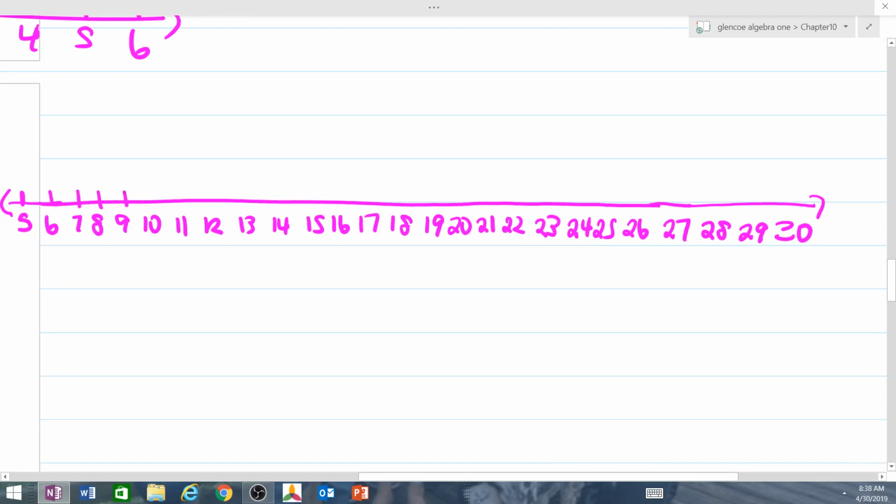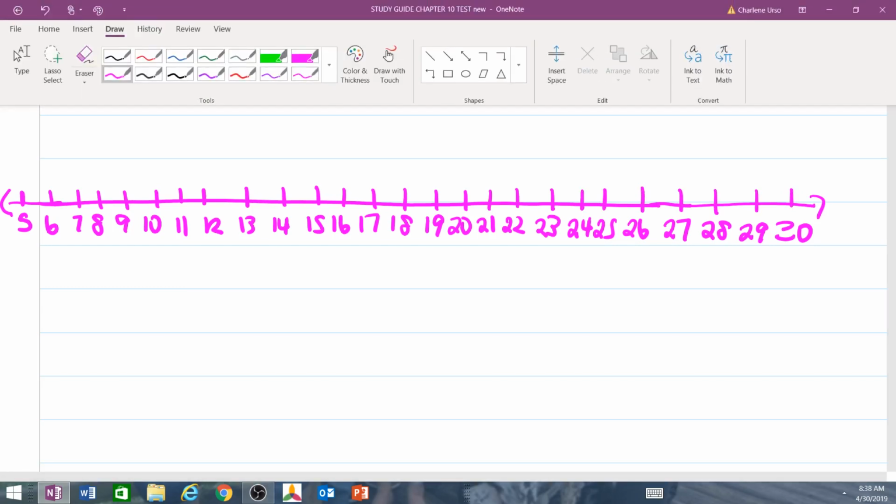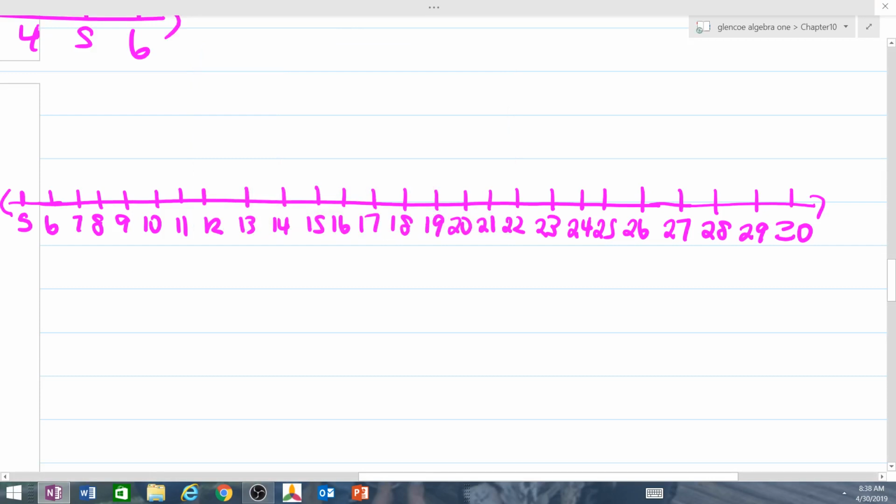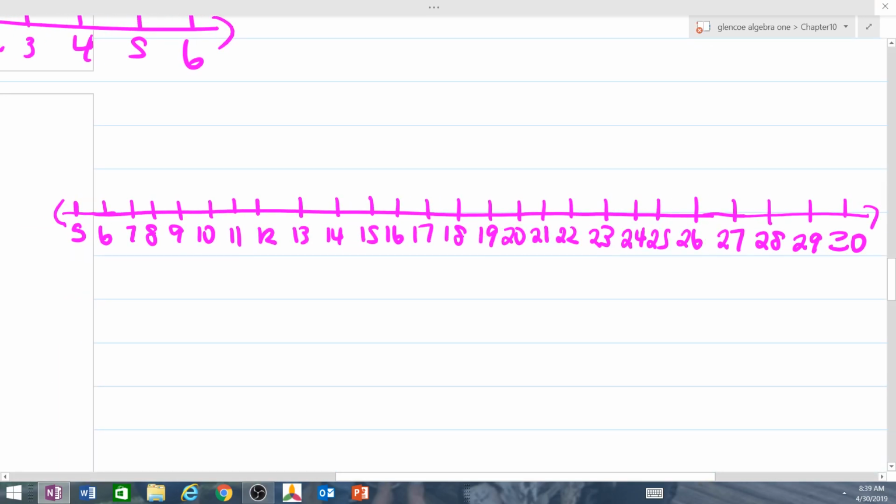Yes? So what we're doing is we're making our dot plot. Remember I told you that on the test tomorrow, instead of dot plot, you may see the word line plot. They are synonymous. They mean exactly the same thing. So instead of you seeing dots, you may see X's. Okay, we're going to label it.